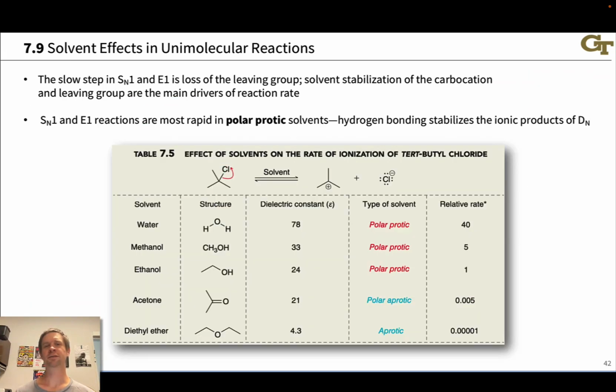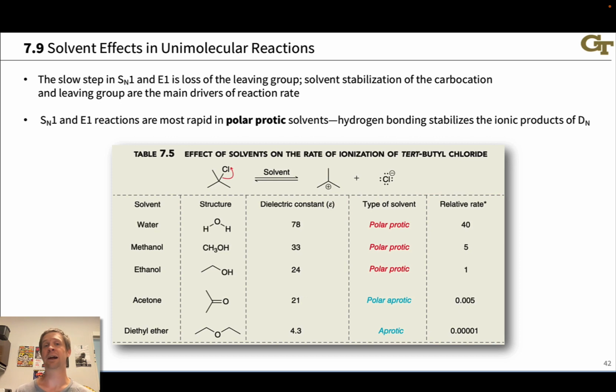When it comes to solvent effects, I think the first thing worth noting is that a polar solvent for an SN1 or E1 reaction is absolutely necessary. Since ions are formed in the slow step of the reaction, stabilization of those ions is critical for the reaction to proceed at an appreciable rate. So a nonpolar solvent like hexane or benzene is going to be terrible for SN1 and E1 reactions. But within the category of polar solvents, we have these two types, protic and aprotic solvents.